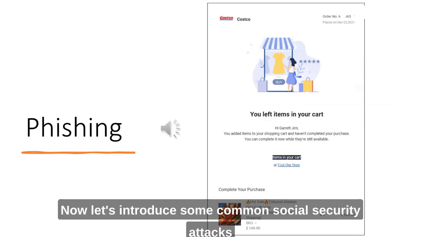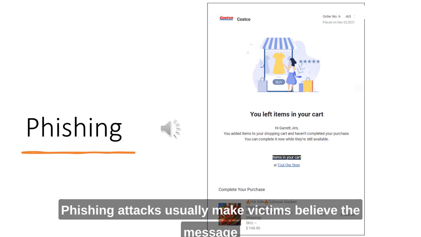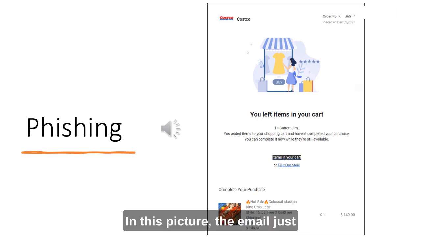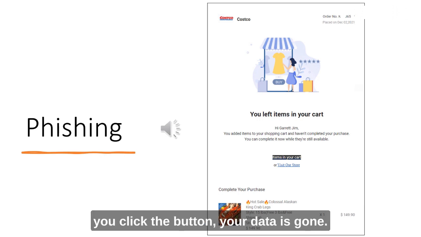Now let's introduce some common social engineering attacks we might face in our daily life. First, phishing attacks. Phishing attacks usually make victims believe the message comes from a legitimate and reputable source. In this picture, the email just looks like the real Costco email. The color and the text style look unsuspicious, but after you click the button, your data is gone.